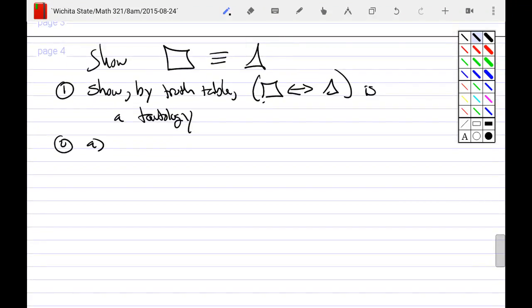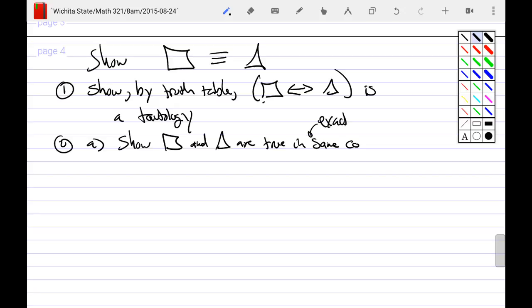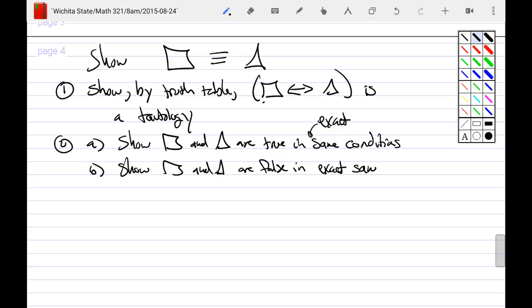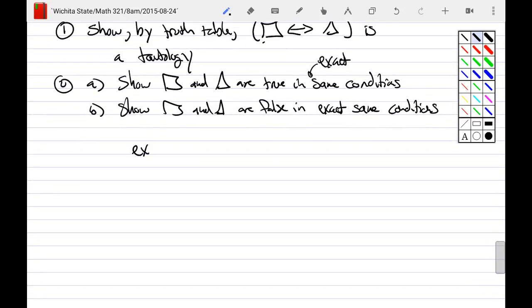So possibility A is show that these are true in the same, probably should use the word exact, same conditions. B, show that they're both false in the exact same conditions. This usually falls into a verbal argument. So for example, how could I show that P implies Q is logically the same as not P or Q?